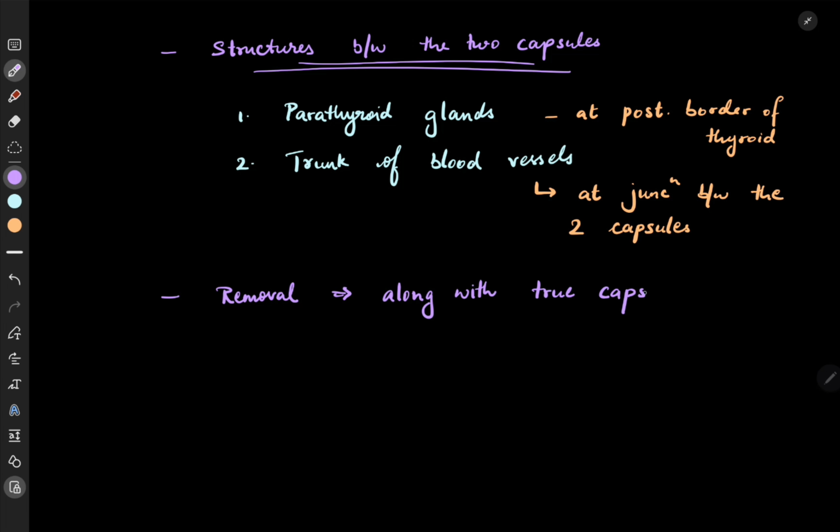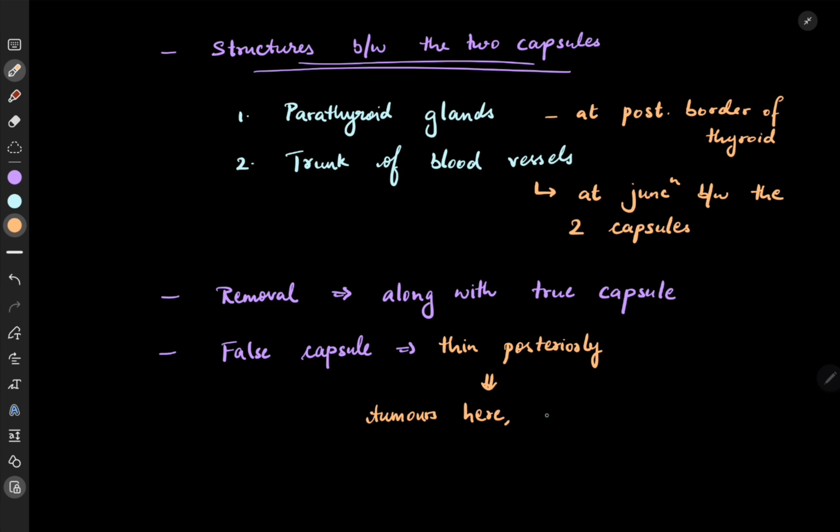False capsule is thin on the posterior aspect of the thyroid gland. Thus, tumors which occur here a lot compress the posterior structures without any swelling on the anterior surface.